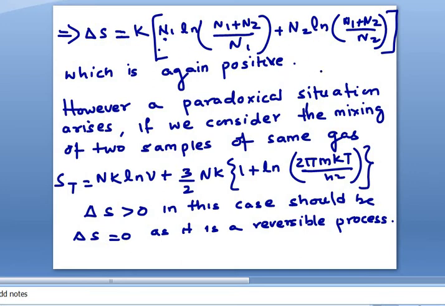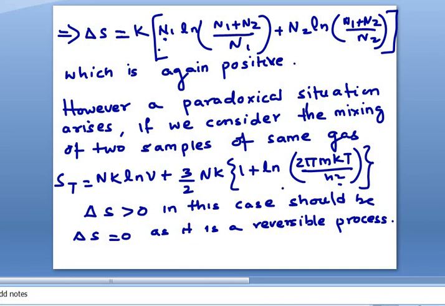Then what is the paradoxical situation? The paradoxical situation is, for different gases, when you mix, entropy is increased, that's fine. But what about when the same gases are mixed? When the same gases are mixed, again the S total comes out to be nk ln v plus 3/2 (1 plus ln 2 pi m kT/h squared). Earlier it was m1 plus m2, now it is m, because both gases are the same. So when you mix two samples of the same gas, you get this expression for entropy, and delta S is greater than 0.